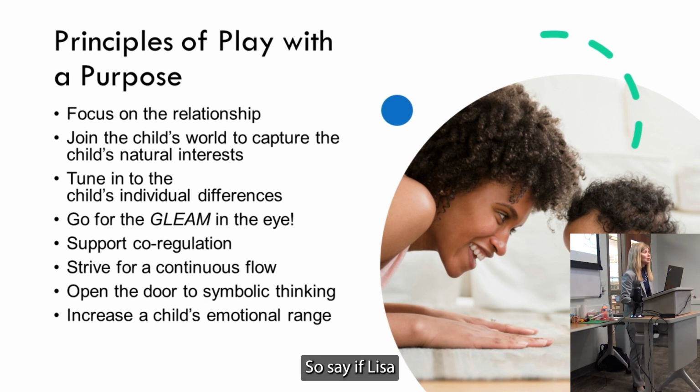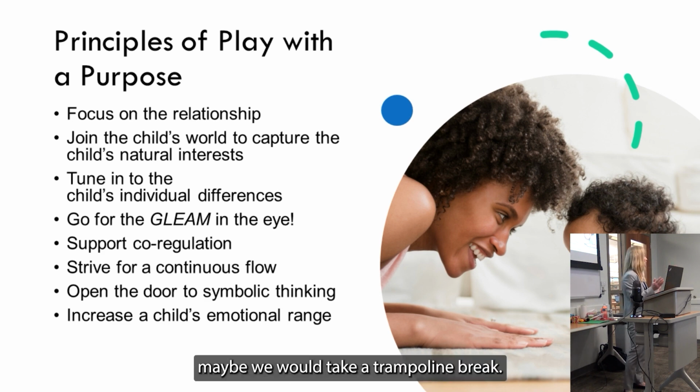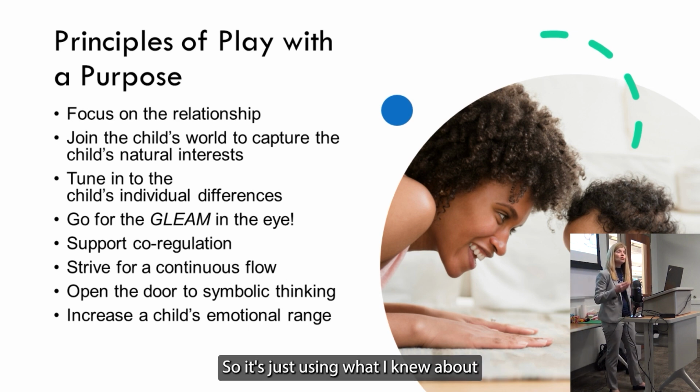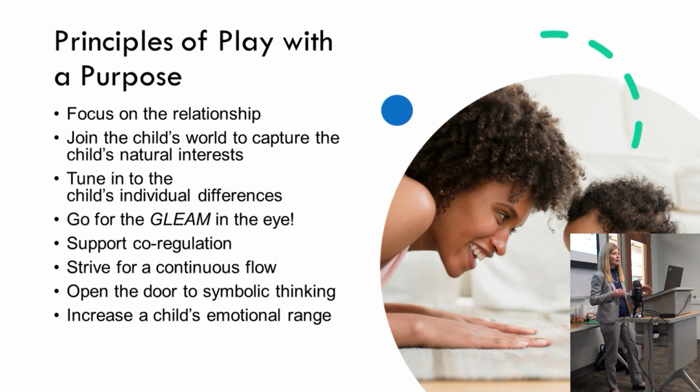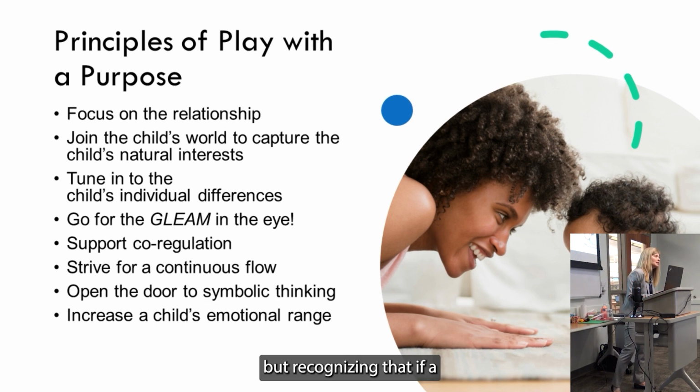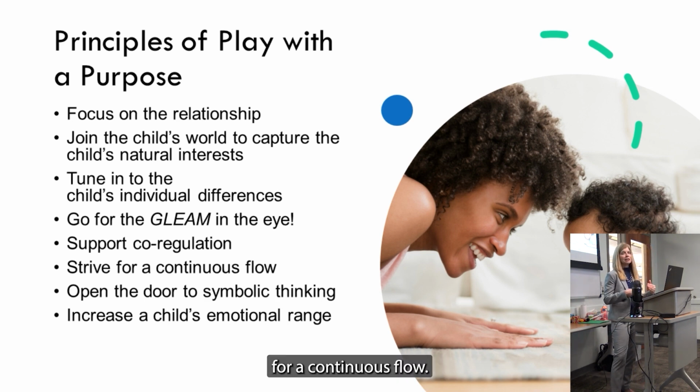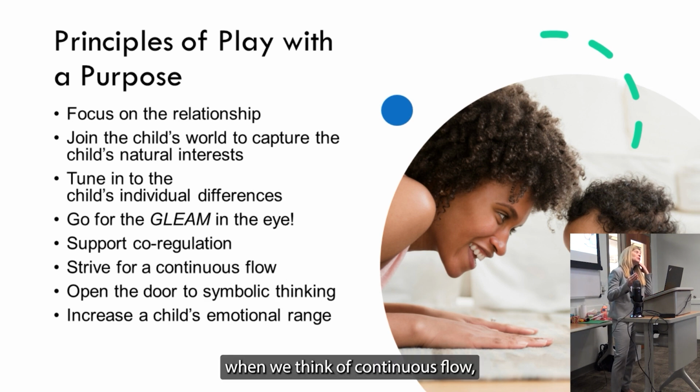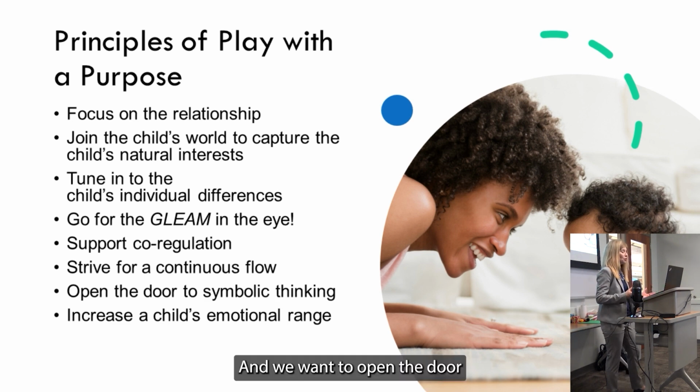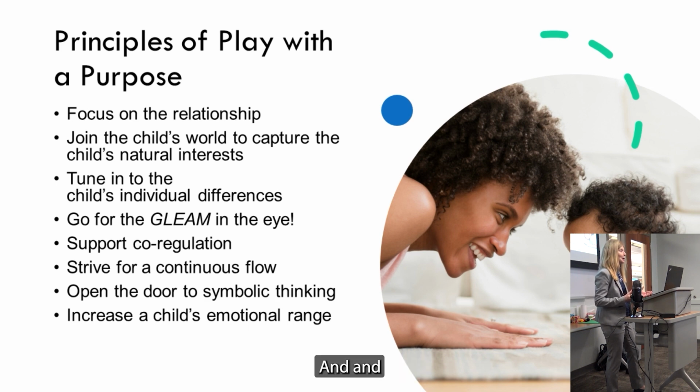So say if Lisa needed to jump on her trampoline in the next room, maybe we would take a trampoline break. It's just using what I know about whoever I'm with, but recognizing that if a person needs to take a break to sustain the interaction, that's okay. And we want to strive for a continuous flow. When we think of continuous flow, that means those back and forth circles of interaction. Okay, and we want to open the door to symbolic thinking.